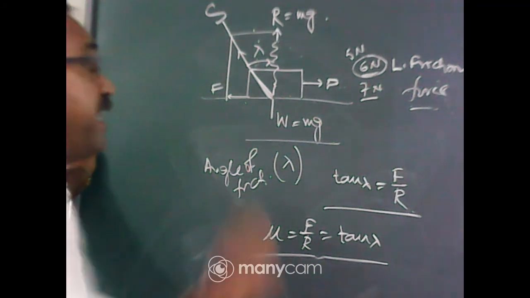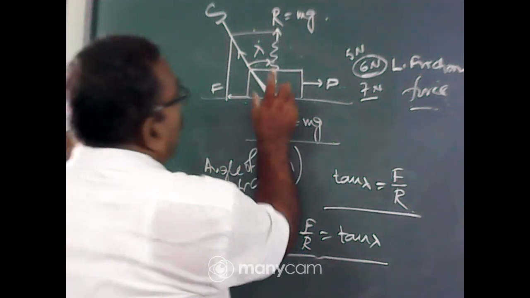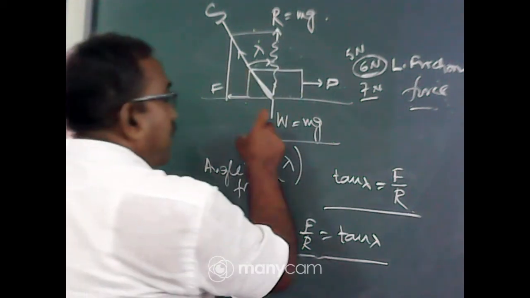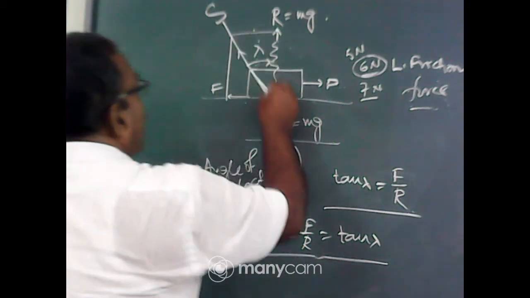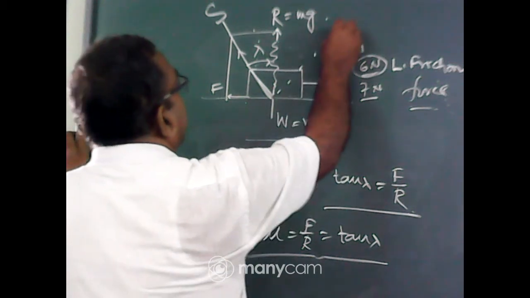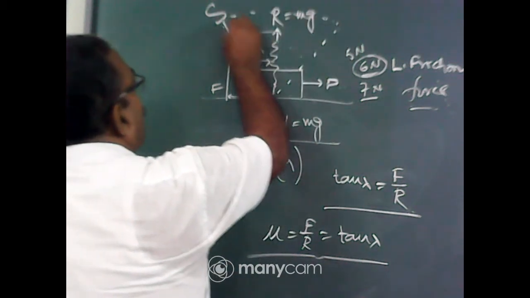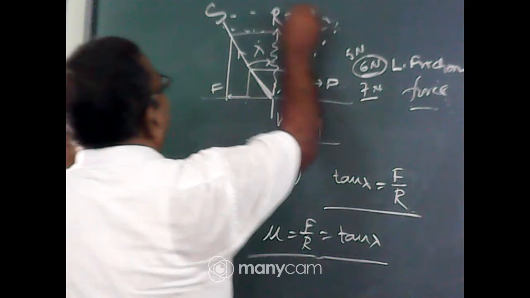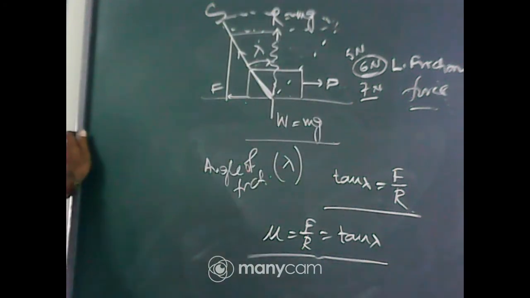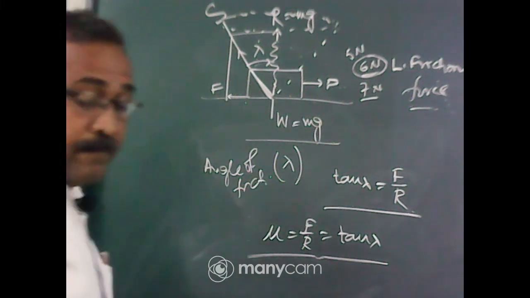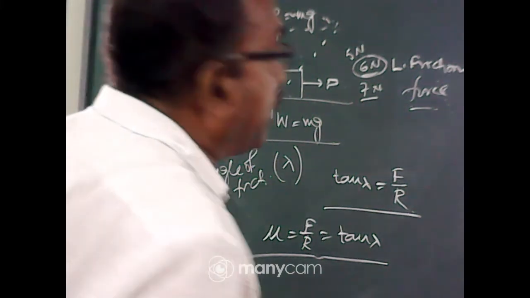If you rotate it about a fixed point, the resultant S will rotate and create a cone. That is called the frictional cone. And you see here the angle of repose.